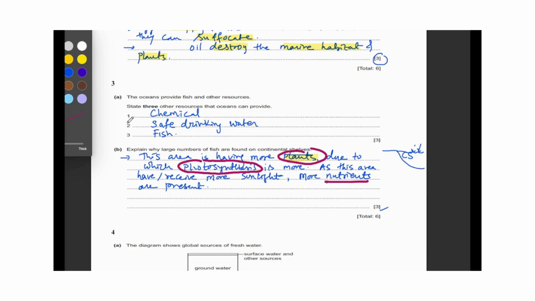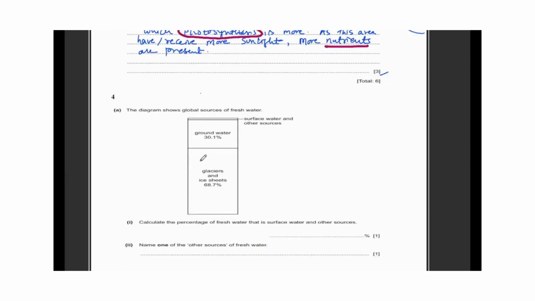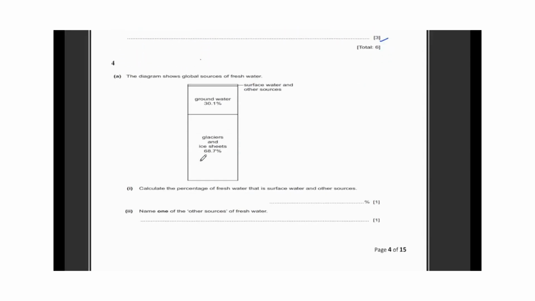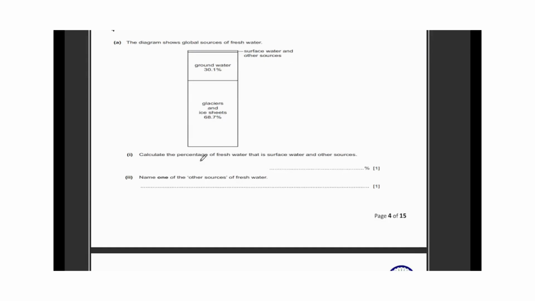Okay, moving to the next question here. Fourth one, the diagram shows global sources of fresh water. Fine. There is a fresh groundwater is 30.1%, whereas glacier and ice sheet is 68. Calculate the percentage of fresh water, that is surface water and other sources. Now how much it will be?